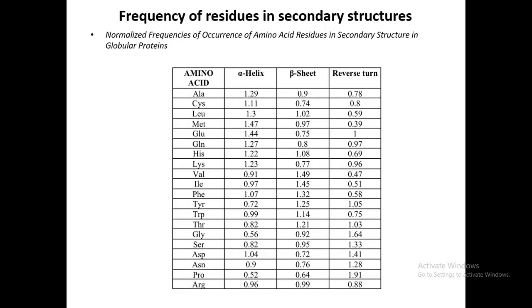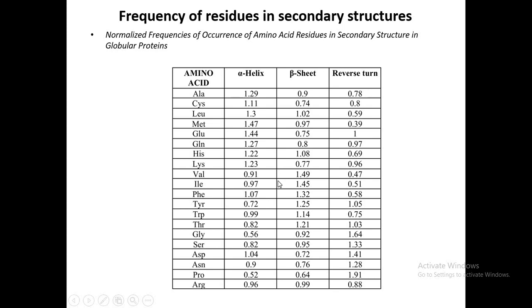Now here we are seeing a chart showing the probability of occurrence of different types of amino acids in different secondary structures. So how do we read this chart? The probability of presence of the amino acid alanine in the alpha helix is 1.29 times, in beta sheets 0.9 times, and in the reverse turn 0.78 times.